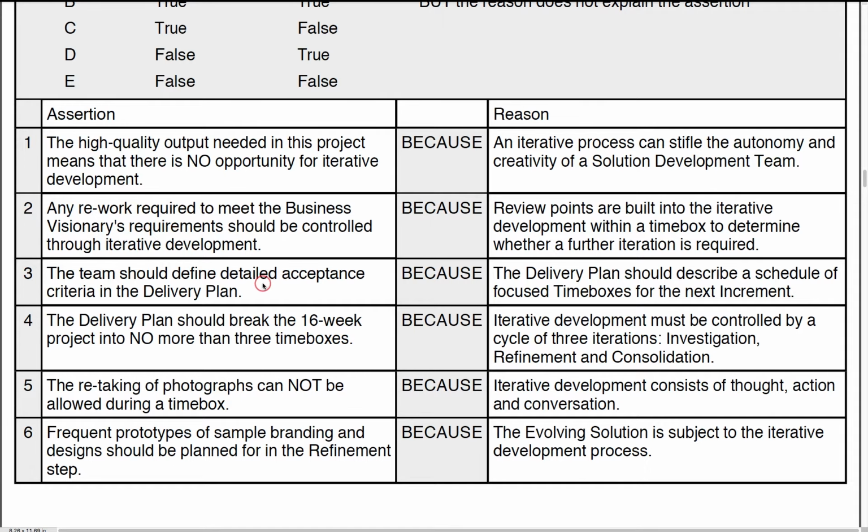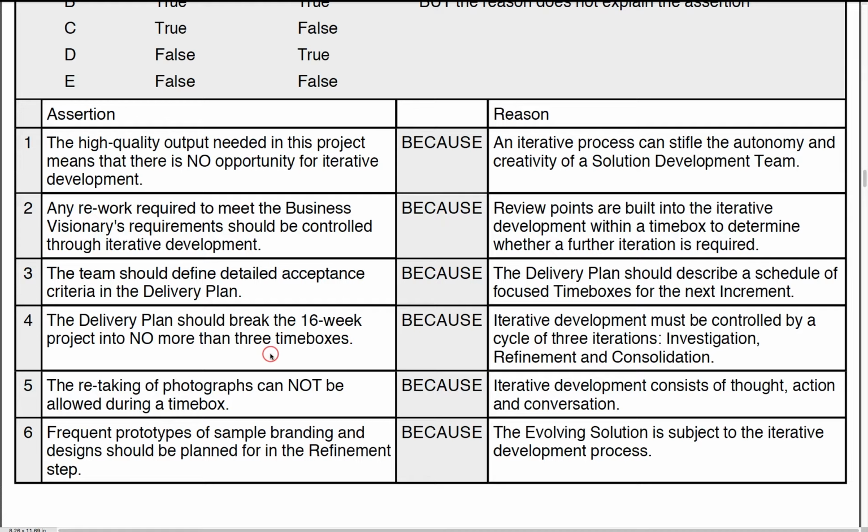The team should define detailed acceptance criteria in the delivery plan. Well, this is false. We do high-level acceptance in the delivery plan. We do the detailed acceptance in the time box planning, of course, especially through the investigation phase. So that's false.